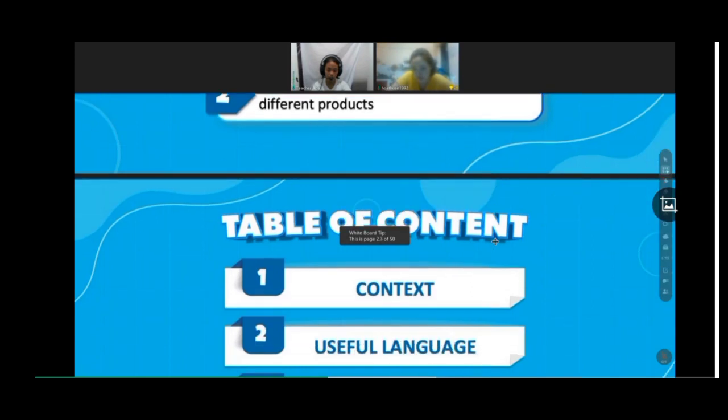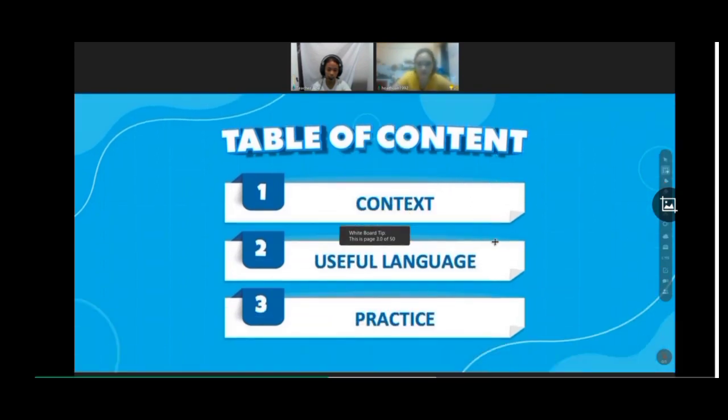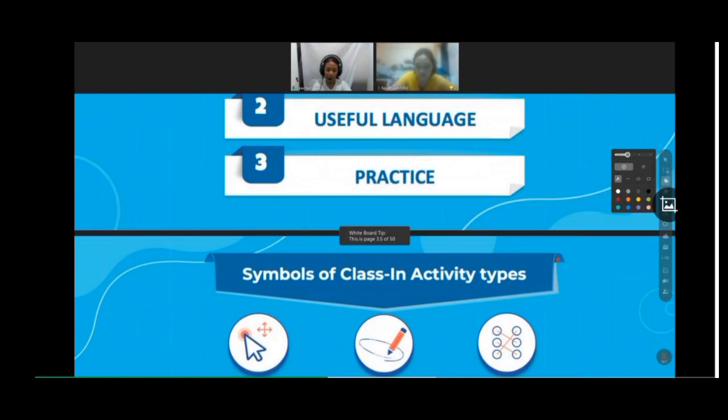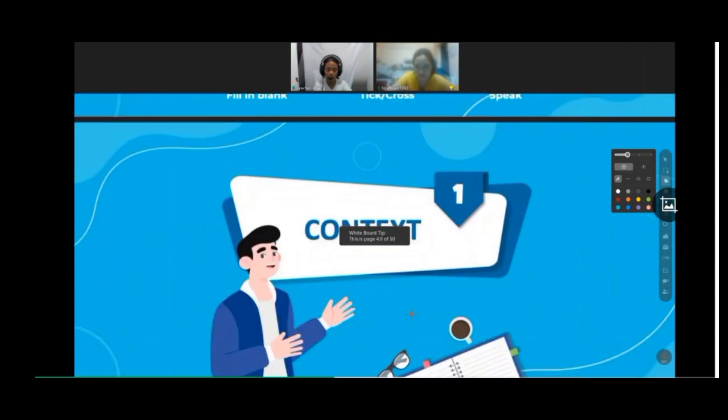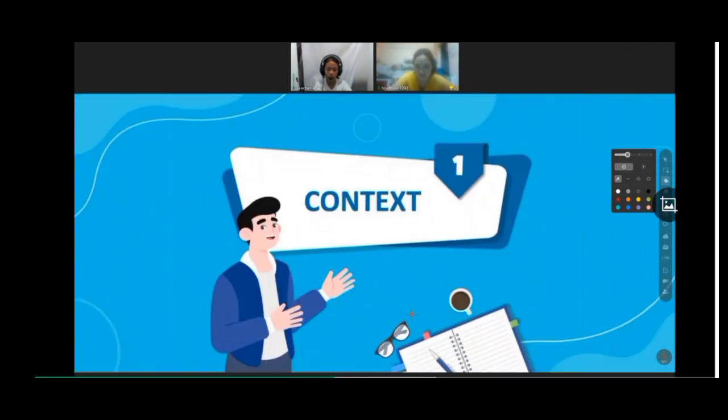So, we have the table of contents. The first page is about the context, the second one is the useful language, and the number three is practice. So here we have the symbols of class and activity types. We have select and move, circle, match, fill in the blank, tick and cross, and speak. So we have the first page, the context.